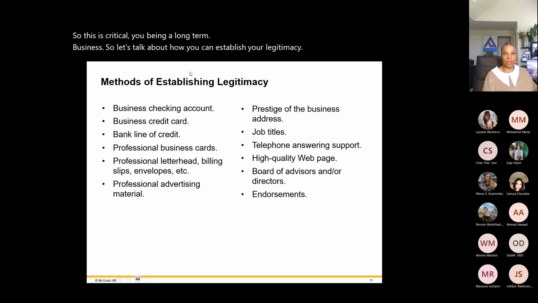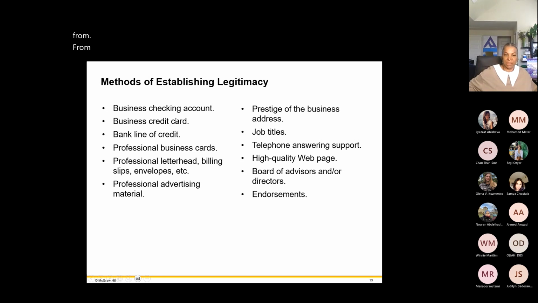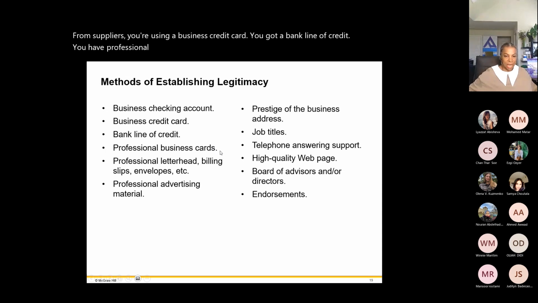The business checking account. If you're writing a check to someone, or if they're going to deposit some money in your account, it is a business account. It's not a personal account. The business credit card, when you're purchasing stuff from suppliers, you're using a business credit card. You've got a bank line of credit. You have professional business cards. We don't use business cards that much anymore, but if you do, it's professional. You get it professionally done.